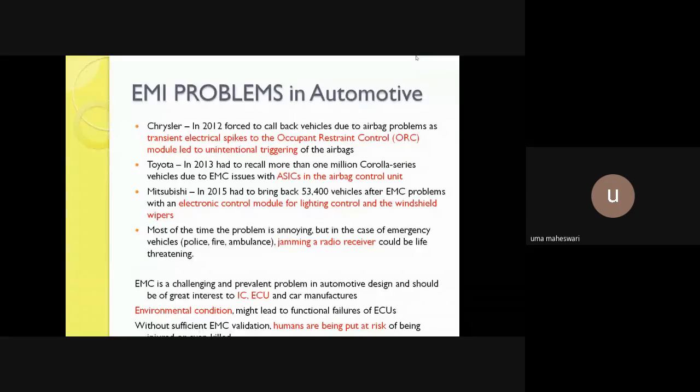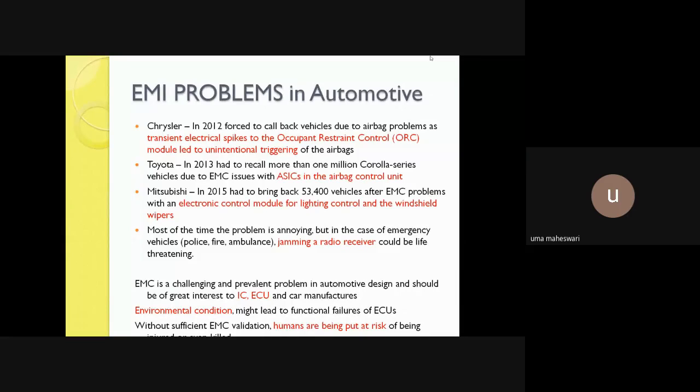So most of the problems can happen. Jamming, what if jamming of a radio receiver happens for the police, fire and ambulance. So lives will be threatened because of these EMI issues. These are all the known problems. There may be unknown problems which we have not studied or which have not come out as news. So testing and measuring the EMI is very important for the device functionality as well as for human beings.